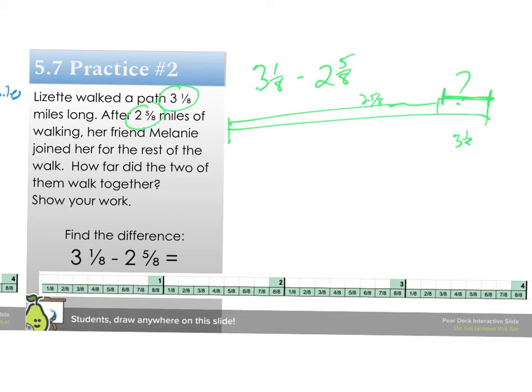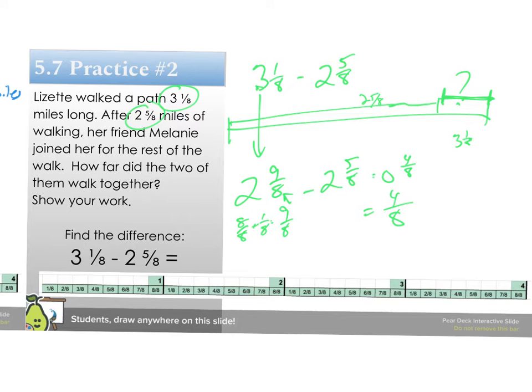So if I change 3 to 2 and 9/8, because I'm adding the 8/8 to the 1/8, because 8/8 plus 1/8 equals 9/8. That's how I get it. So I'm borrowing from the 3 to make the 1/8 9/8. Now I'm subtracting 2 and 5/8. Well, 2 subtract 2 is going to be 0. The 9/8 subtract 5/8 is 4/8. So my answer should just be 4/8.